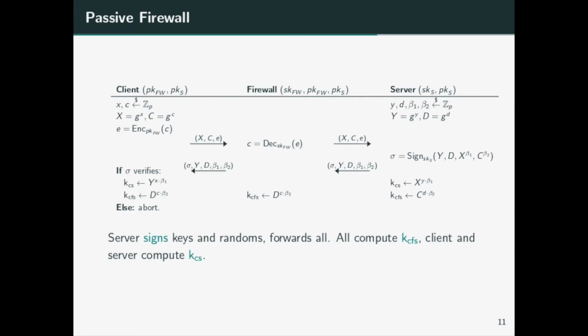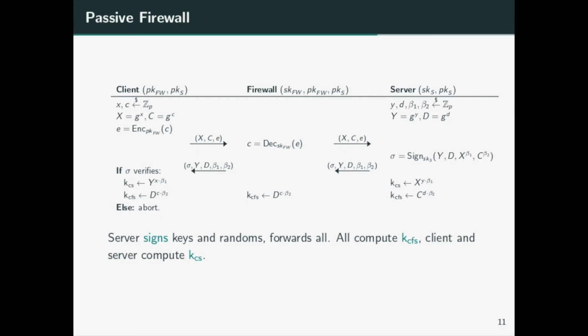modifying the message. The client will then verify that the signature is correct, which will authenticate the server, and will then be able to compute KCS and KCFS. Of course, if the signature isn't verified, then the server is not authenticated, and the protocol will simply abort.